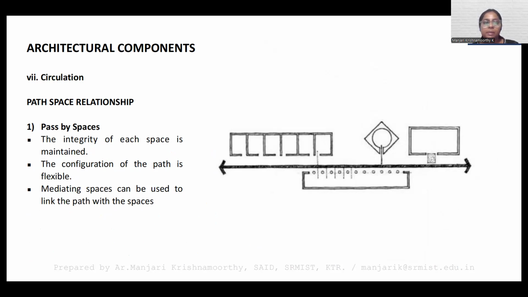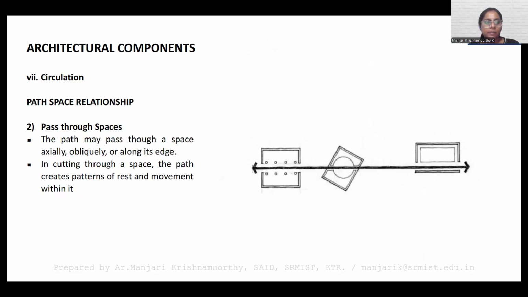The first one will be the path-space relationship, meaning pass by spaces. You have spaces on either side, and we will pass through. This configuration is very flexible, and it also has a mediating space, which will link the path with the spaces. The next is pass through spaces, where the spaces have been separated by the path, and you just cross along. That is called cutting through a space. This path creates movement, rest, and also a combination of both.